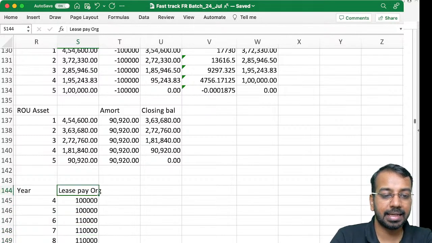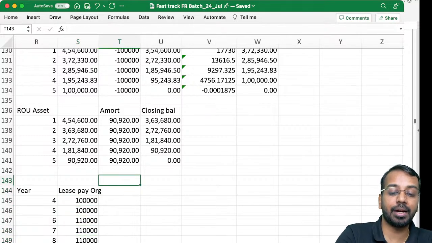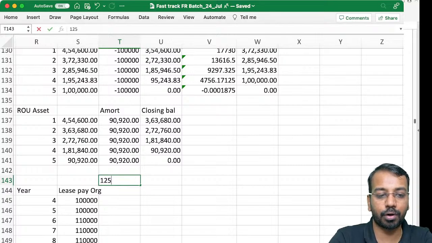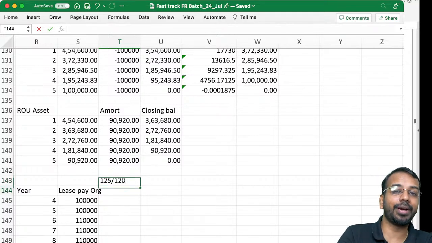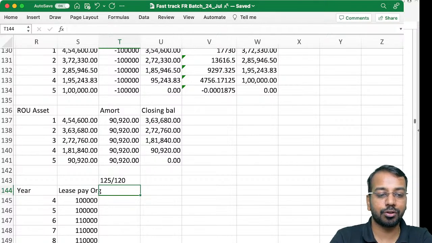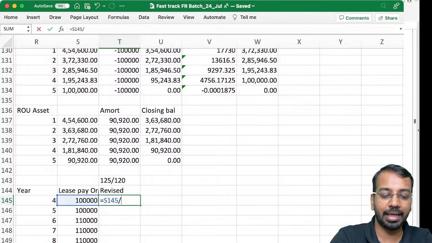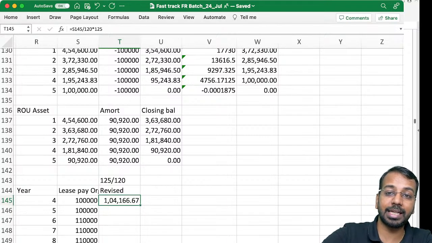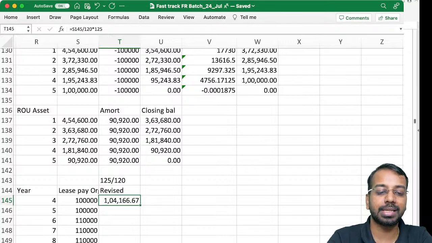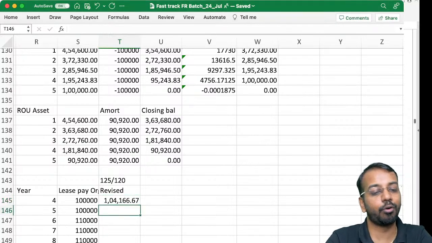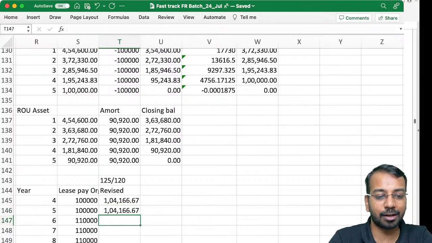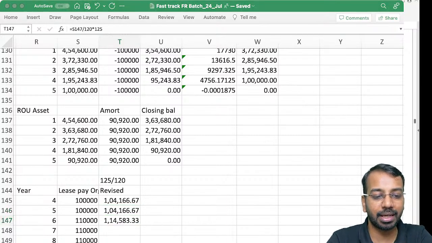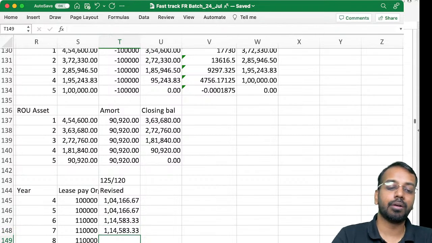Now CPI has become 125. Earlier it was 120, so it has become 125 out of 120. So if something was 120 earlier, now it is 125. So the revised payment will be 100 divided by 120 multiplied by 125, in the next number concept. Whatever was 120 has become 125, so whatever is 100,000 has become 104,167. Here also 104,167. Whatever is 110,000 will now become 114,583, 114,583, 114,583.